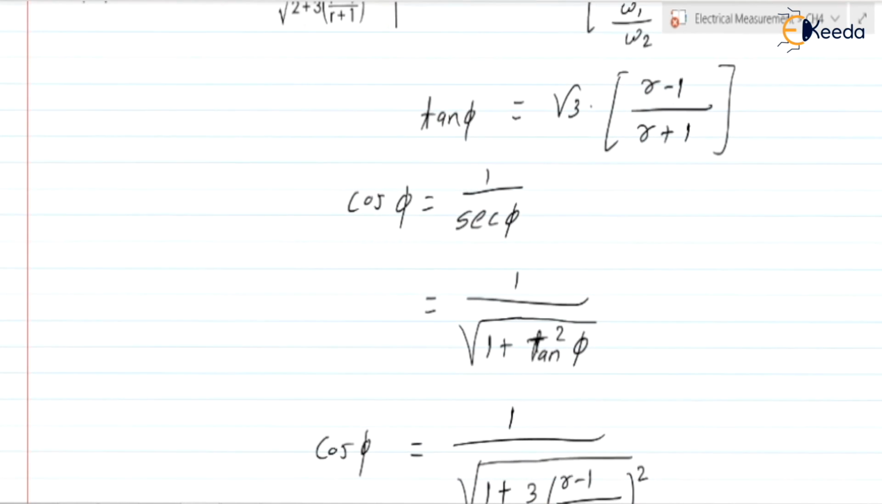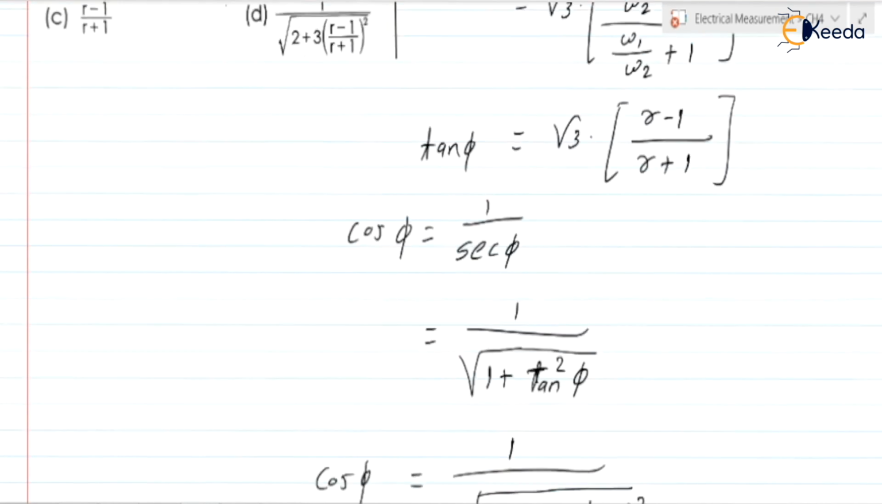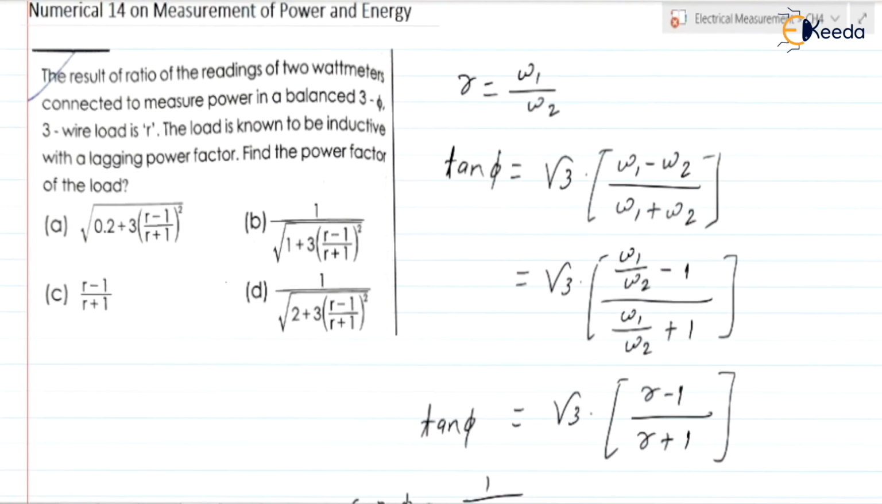Are you getting the point? Because it is tan square, we need to square this term. So the square of root 3 is 3 only, times r minus 1 upon r plus 1. If you check the options, the correct option is option B. So friends, this is about numerical number 14. Thank you.